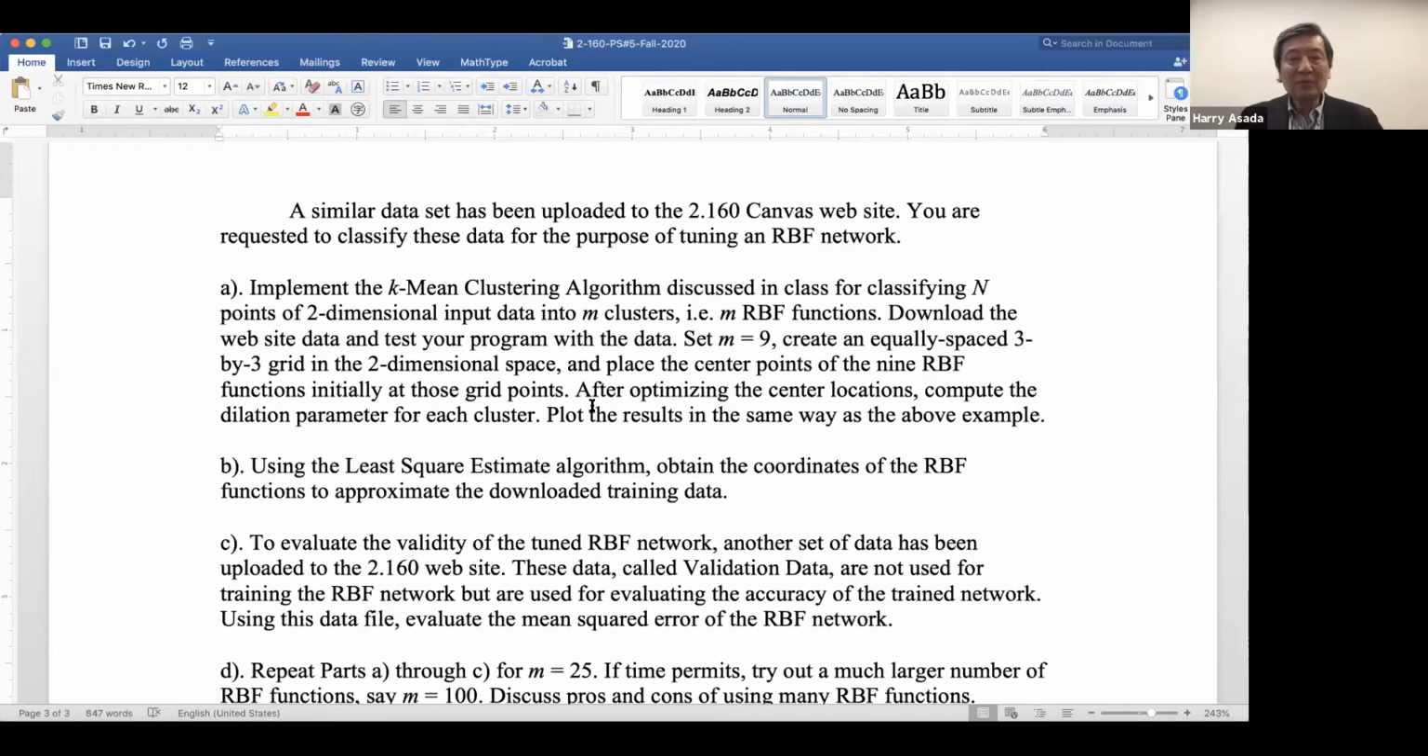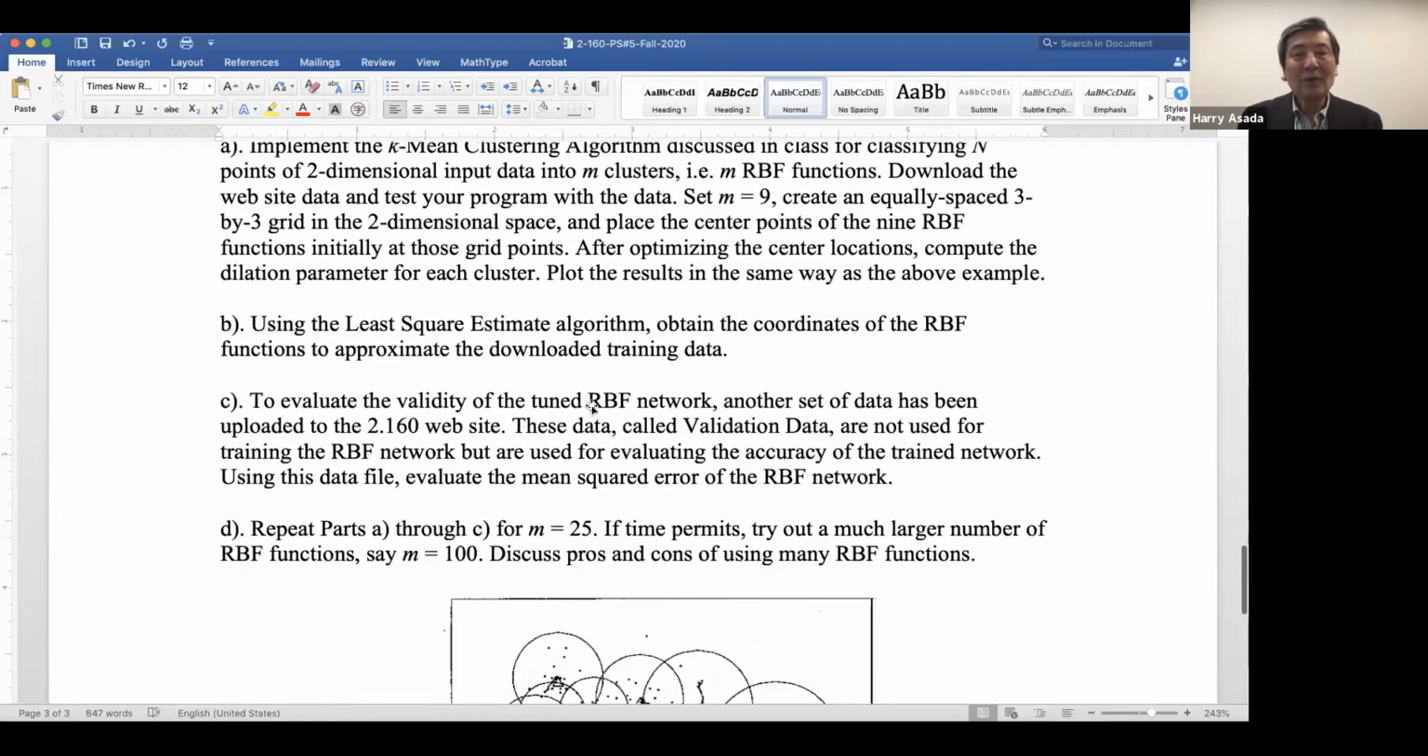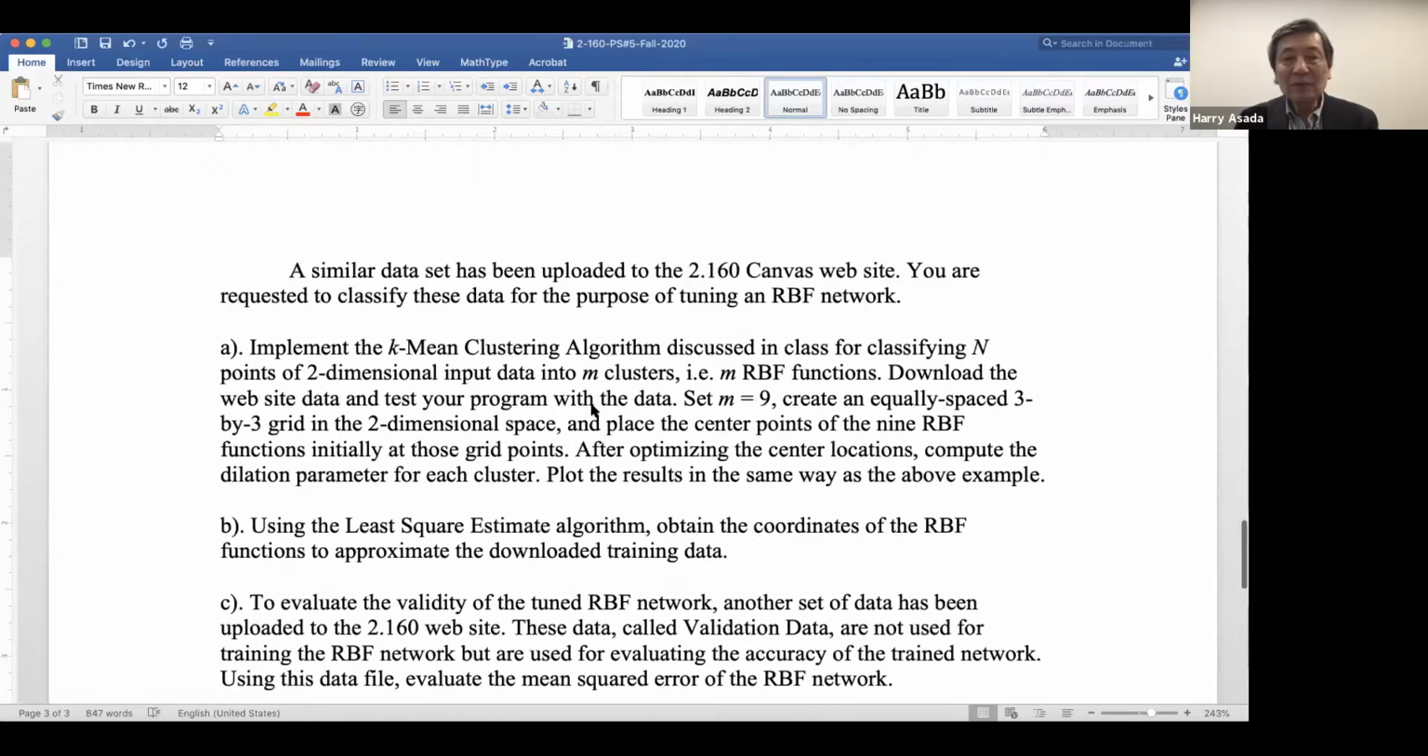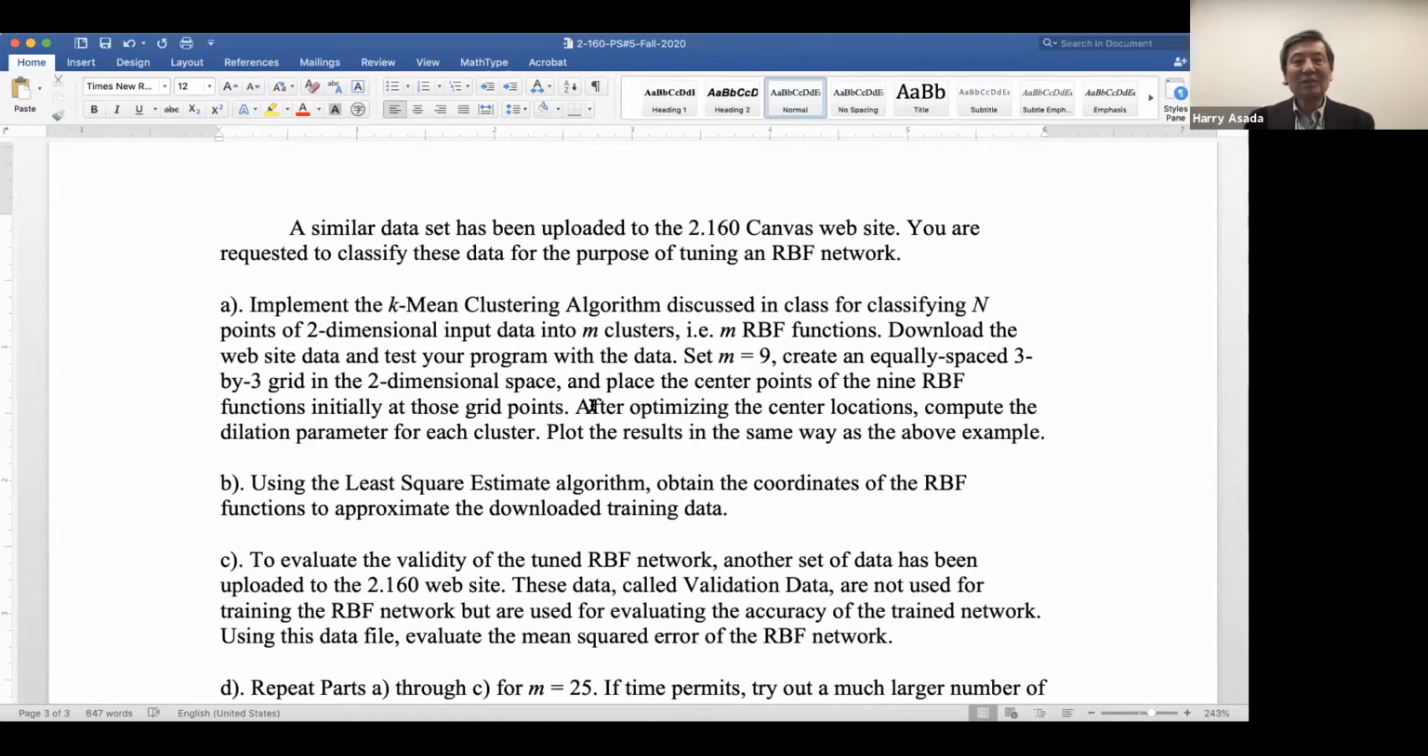So the grid point method is used just as an initial guess. After optimizing the center locations, compute the dilation parameters for each cluster. Plot the result in the same way as the above examples. So I expect that you plot something like this, okay? And please implement this. It's just a few lines of code, so it's easy.